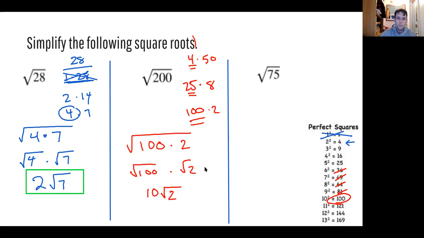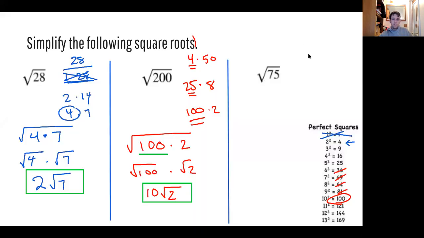Again, we can simplify this a little bit. We may not need to do both of these steps. We could probably write this one out here and skip over this step. But I'm showing the whole process. All right, last one, square root of 75.